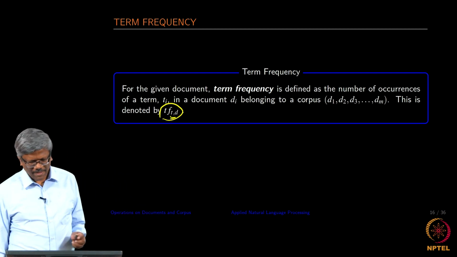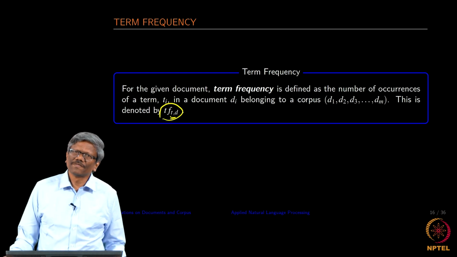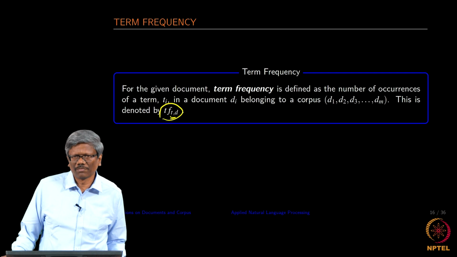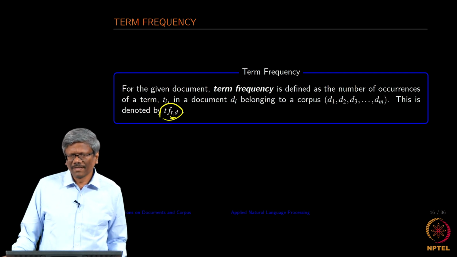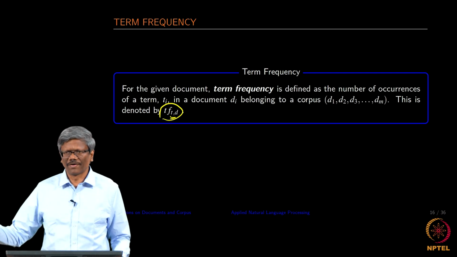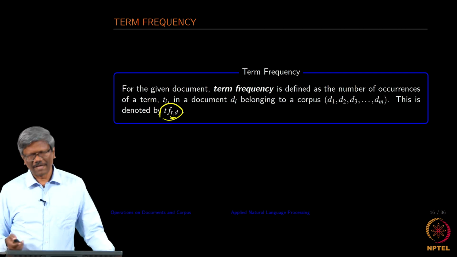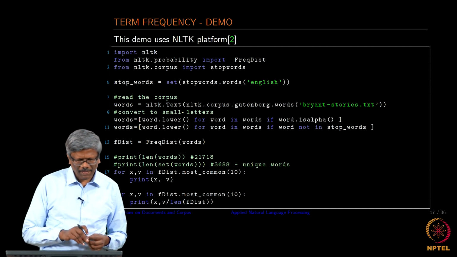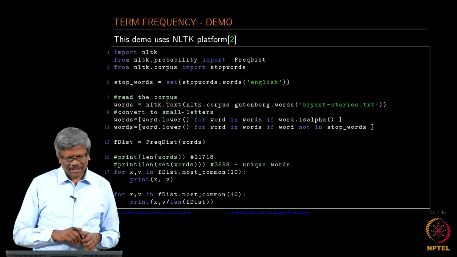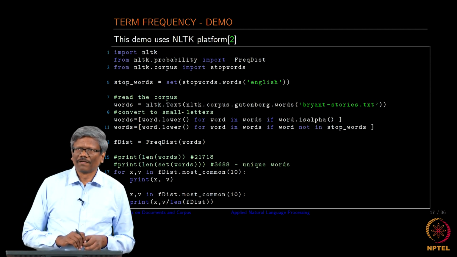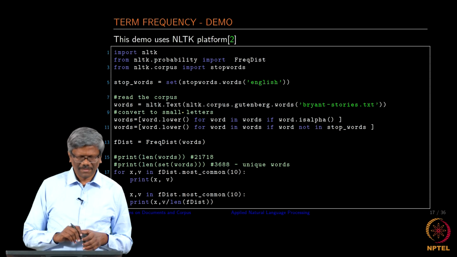The idea is to find out how many times a particular word occurred in a given document. Suppose the word occurred 100 times, it will be represented as TF(T, D) equal to 100 in the plain fashion. So, let us take a very small demo where we will be finding the number of occurrences of a given term.